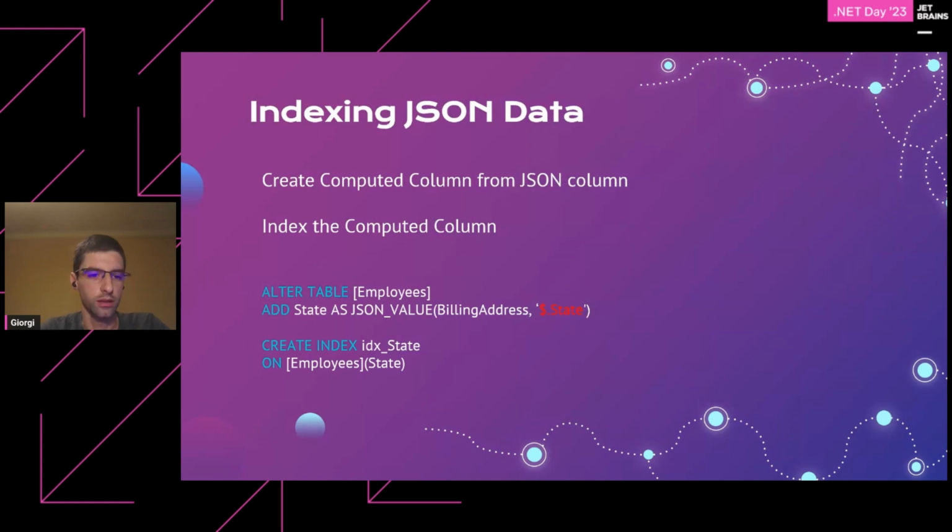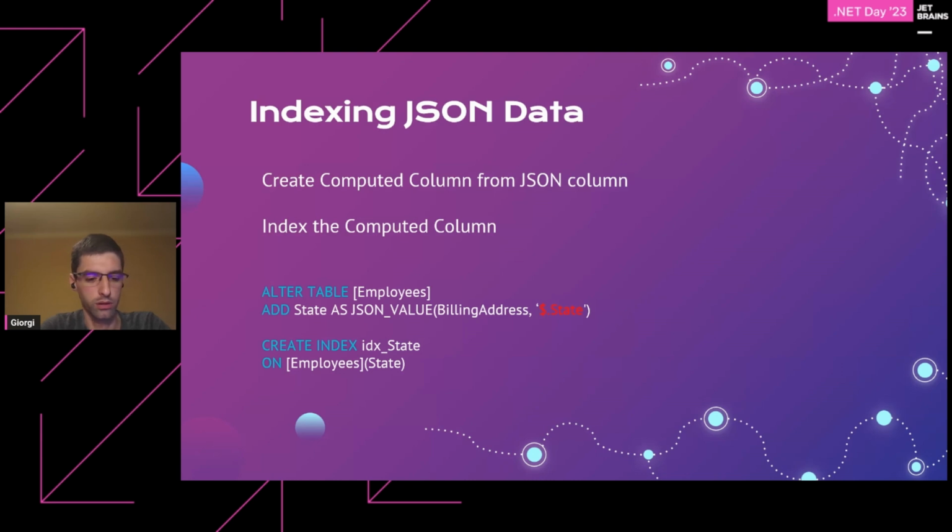One more thing is for performance. Every time, extracting the individual values from JSON can slow down the engine of the database. So for this, we can create indexes to speed up the performance. And to index the JSON columns, we need to create a computed column on the table. This is an example of creating a computed column which extracts the state from the billing address column, and then we use this computed column to create the index.